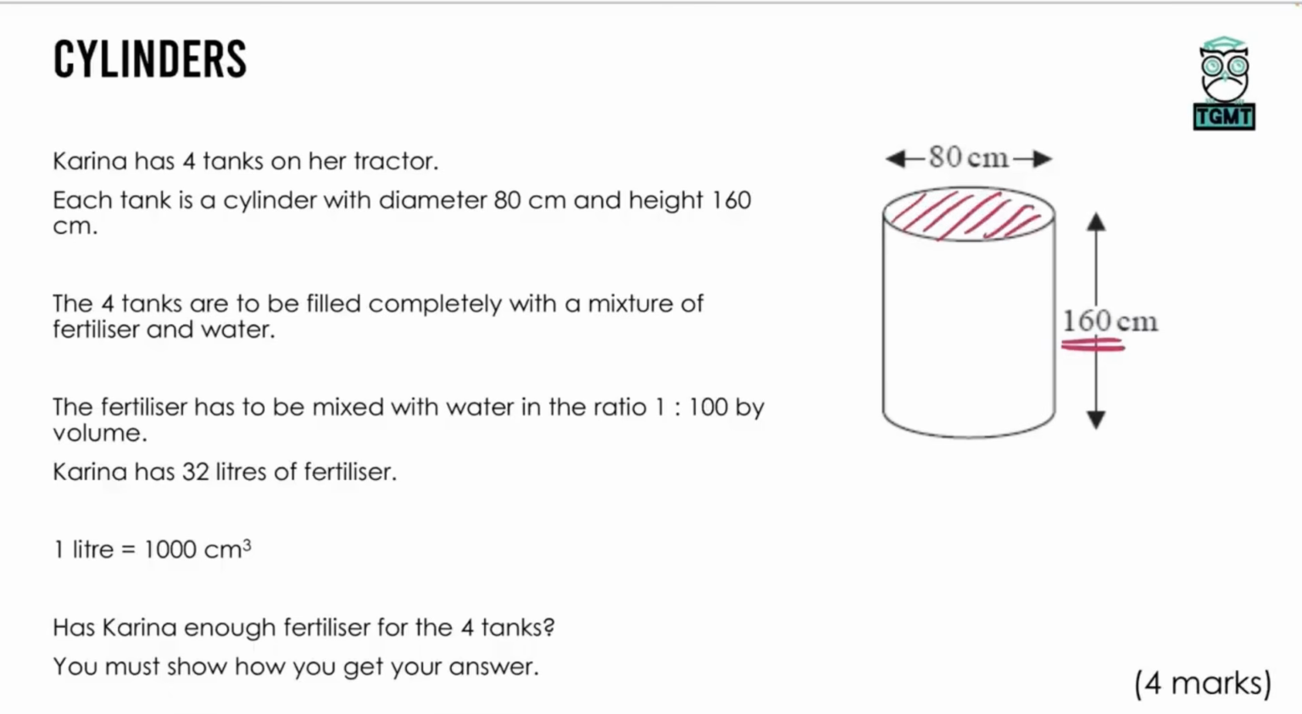Now the area of the cross-section here is a circle, so we need to get the area of this circle. To do that, we want to know what the radius is. The radius is half of the diameter, so that's going to be 40 centimetres, and then we're going to use our formula pi r squared. Once we've done that, we'll times it by the height, and that's the volume of the cylinder. So if we work that out, that's going to be pi times 40 squared, and we can either type that in and then times by 160, or we can just times by 160 straight away.